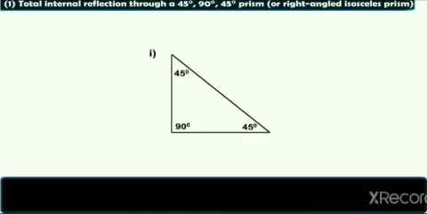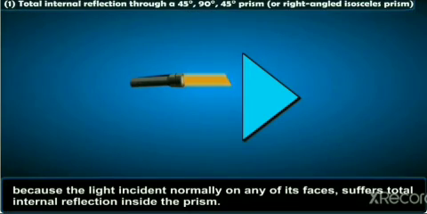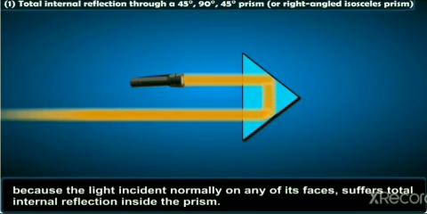1. Total internal reflection through a 45 degrees, 90 degrees, 45 degrees prism, or right-angled isosceles prism. Total reflecting prism: a prism having an angle of 90 degrees between its two refracting surfaces and the other two angles each equal to 45 degrees is called a total reflecting prism, because the light incident normally on any of its faces suffers total internal reflection inside the prism.